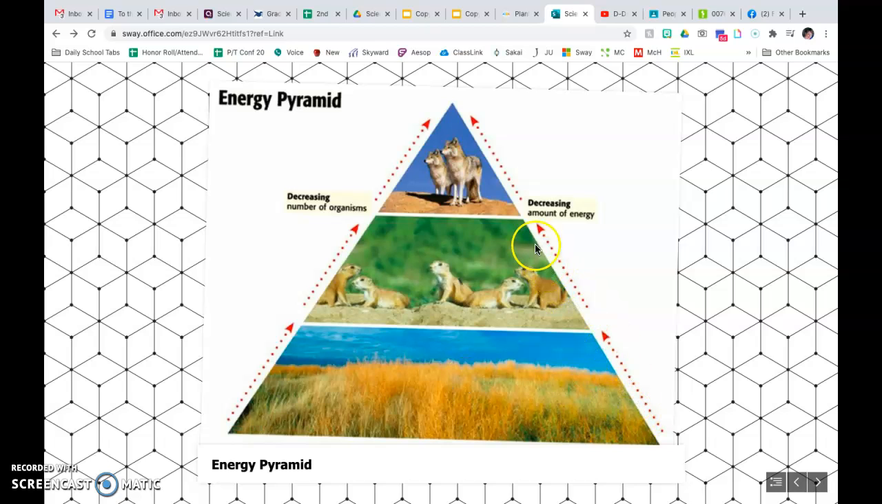So as you go up this pyramid, you have not only a decreasing number of organisms that could survive within this area, you also have decreasing amounts of energy which come from the sun. Meaning these animals don't directly eat these producers. They eat animals that eat the producers.